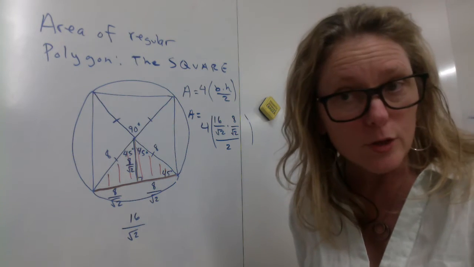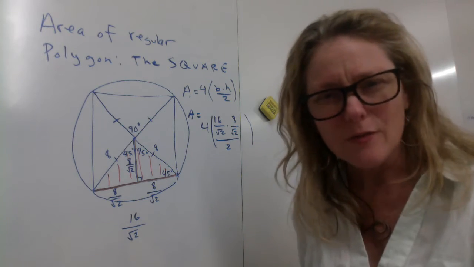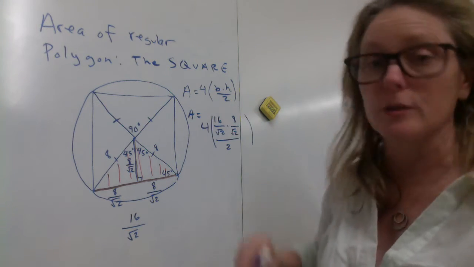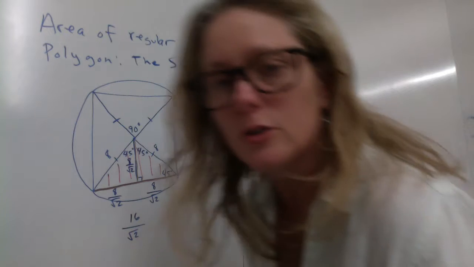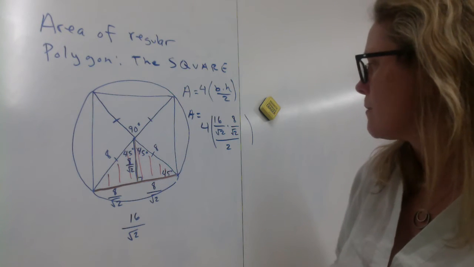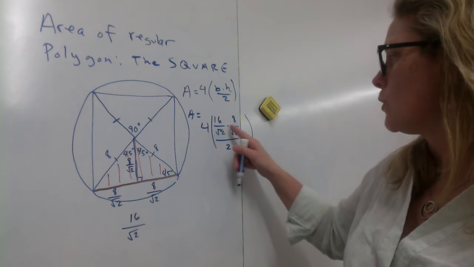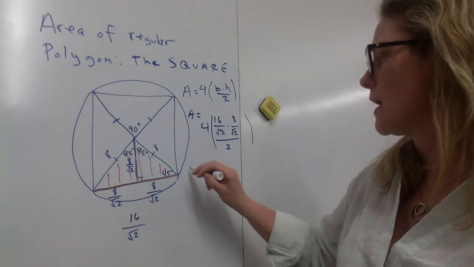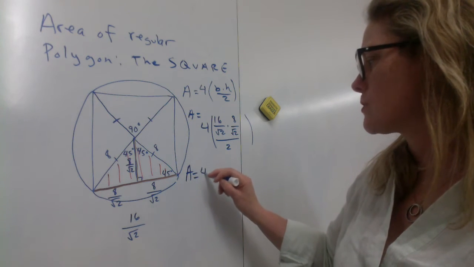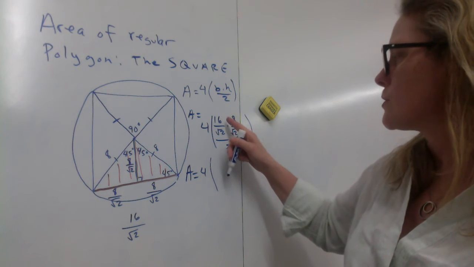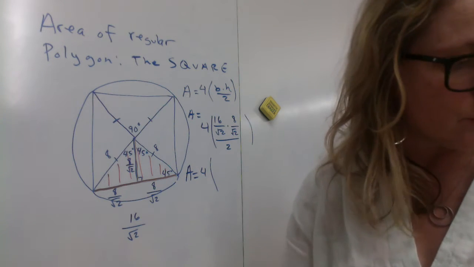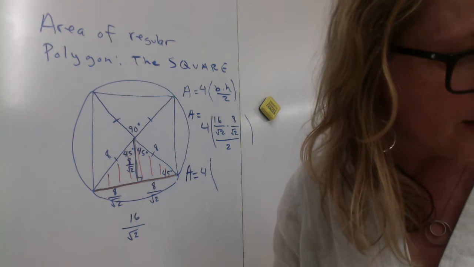Now I know some of you, a little bit mathematically savvy, right? You might have simplified up here first, okay? I'm going to still do that. Okay, so what am I going to do now? I'm going to first multiply these two together. So I'm going to have area is 4 times. So 16 times 8, I don't know that one off the top of my head.